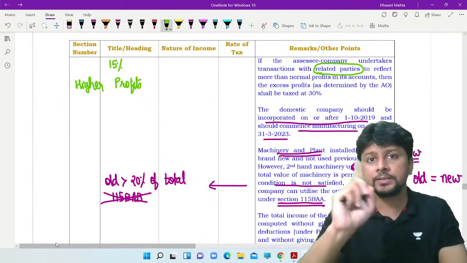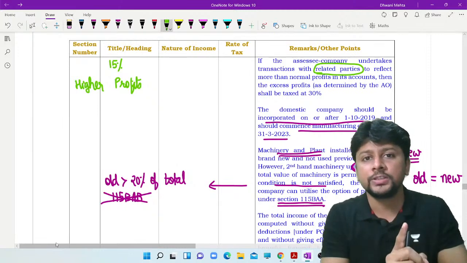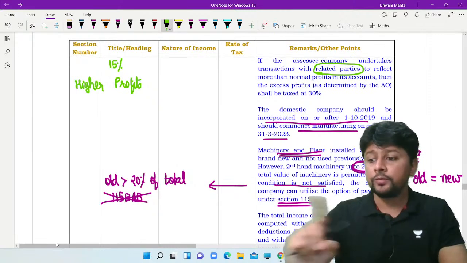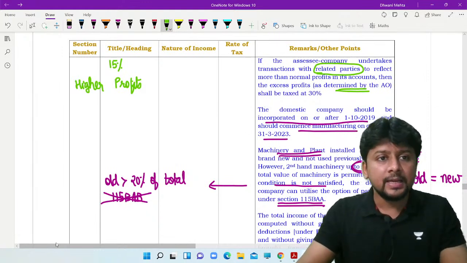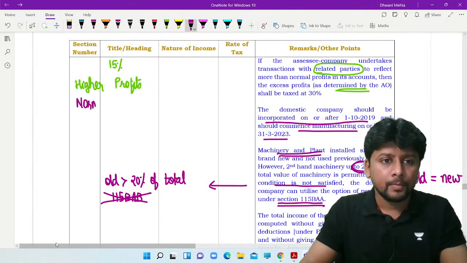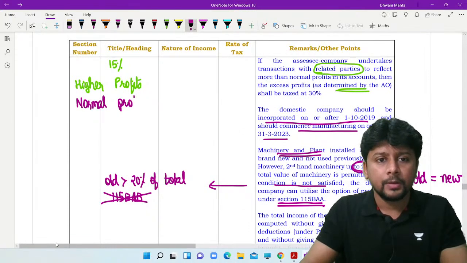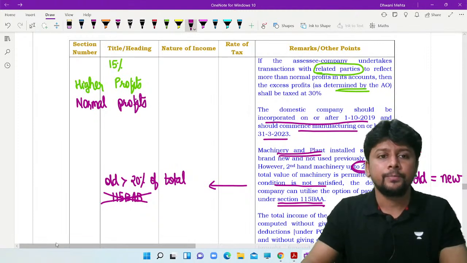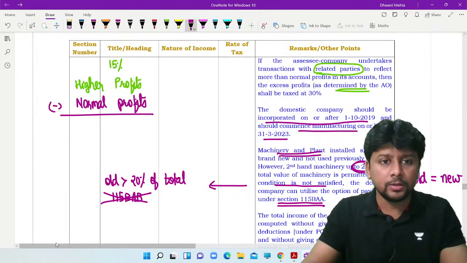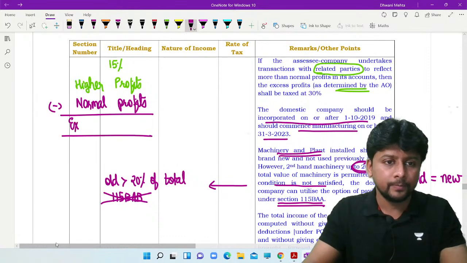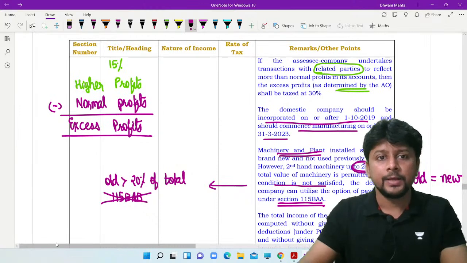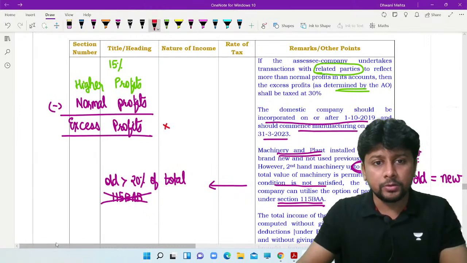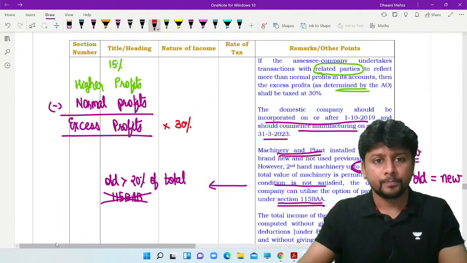No, the law says we are aware that these types of manipulations will happen. So the assessing officer has the power to figure out the amount of normal profits that can be earned from this transaction. The difference between normal profits and higher profits is the extra amount that you have reflected. This extra amount will be taxed at 30%.